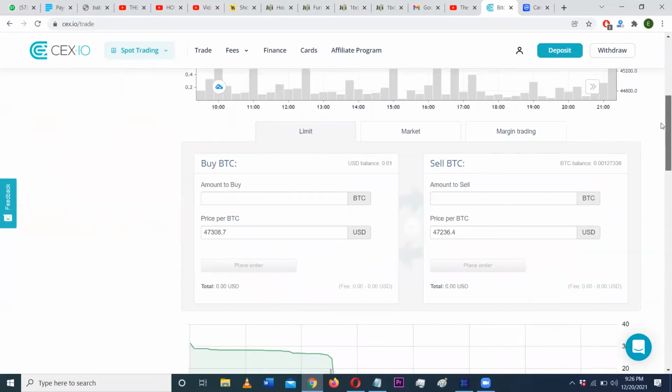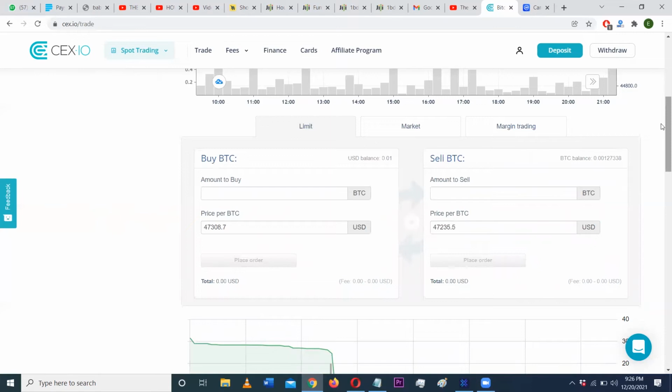So let's scroll down. I want to sell Bitcoin. So now that I have some Bitcoin in my account, when you come here, you see BTC balance. If I want to sell just some of that Bitcoin, I can enter what I want to sell. I have 0.00127 in my account. Maybe I want to sell 0.001. I don't want to sell the 27. I want to sell just the one. So that's what I'm selling.